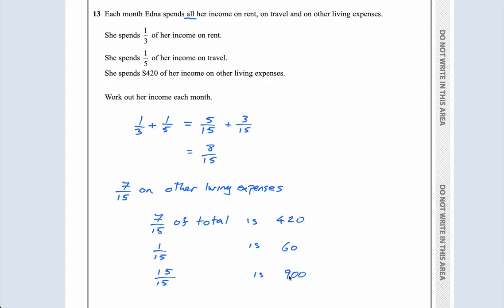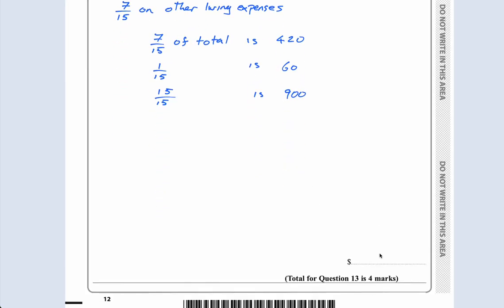Her income is 900, and you can see if you get a third of 900, that's what she spends on rent. A fifth of 900 is what she spends on travel, and then this is 7/15 of 900, which is 420. Okay, not an easy fractions question at all, guys.